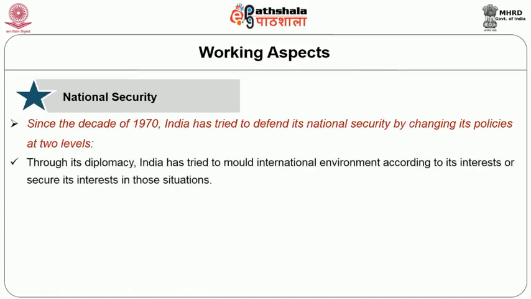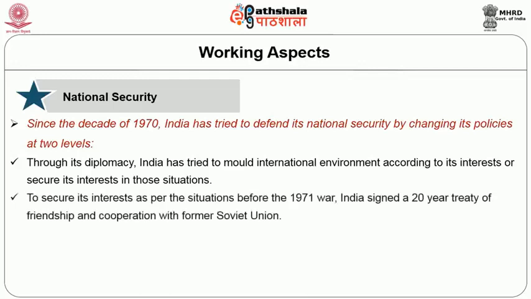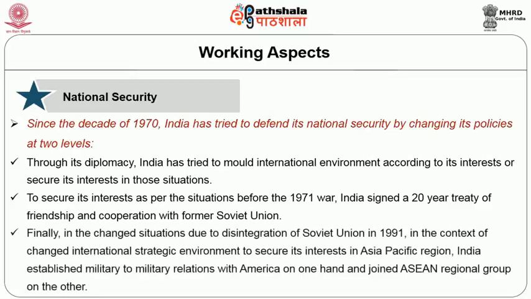Through its diplomacy, India has tried to mold the international environment according to its interests or secure its interests in those situations. To secure its interests as per the situations before the 1971 war, India signed a 20-year treaty of friendship and cooperation with the former Soviet Union. Finally, in the changed situations due to disintegration of the Soviet Union in 1991, in the context of the changed international strategic environment, to secure its interests in the Asia-Pacific region, India established military-to-military relations with America on one hand and joined the ASEAN Regional Group on the other.